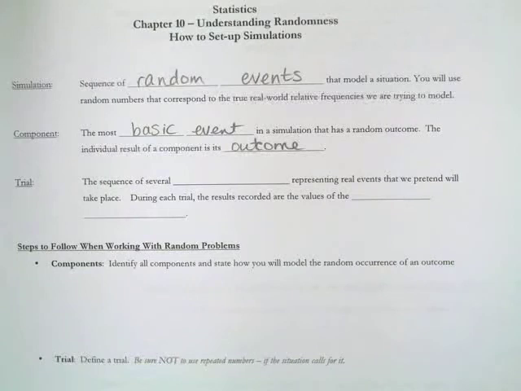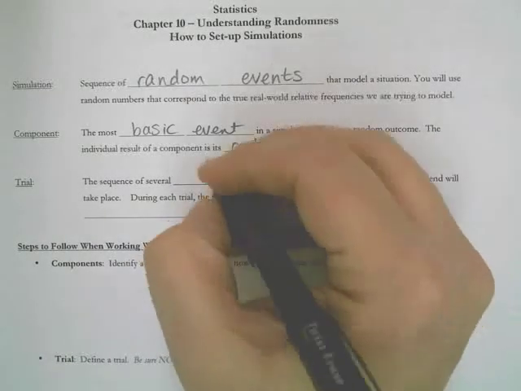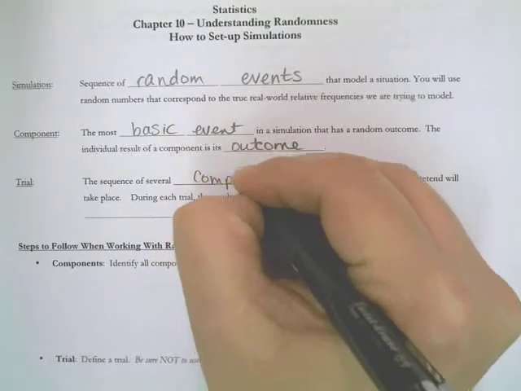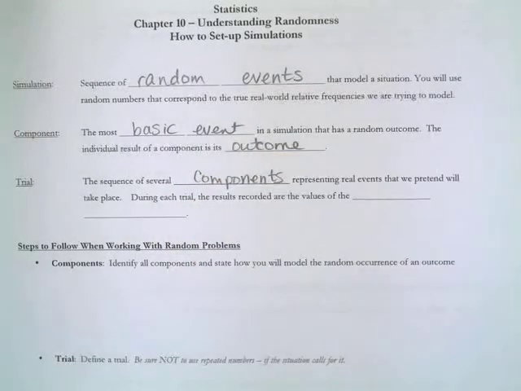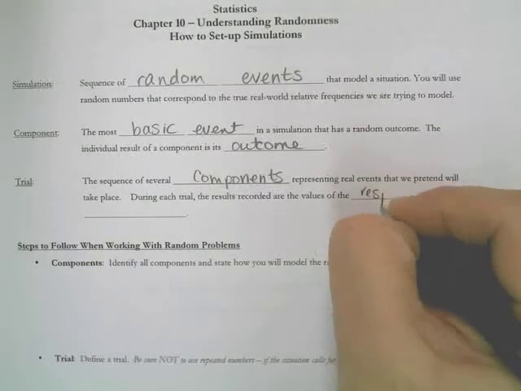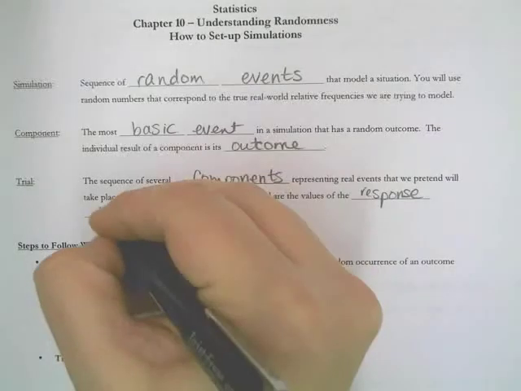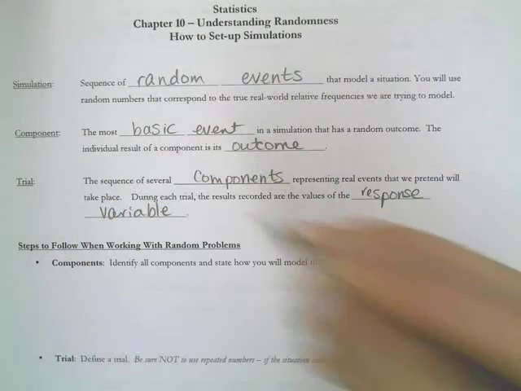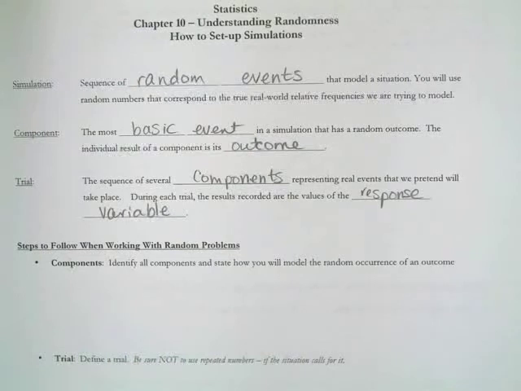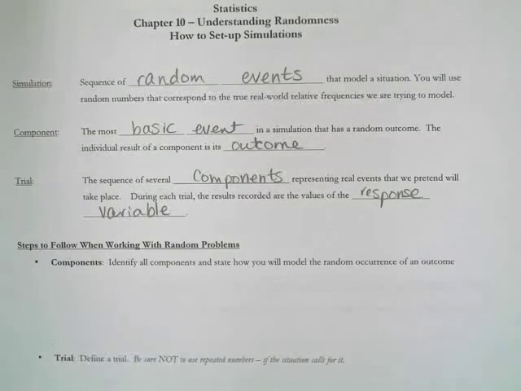So what happens is you go through this process, you have to identify the components, you have to identify the outcomes, and then we conduct a trial. And we also have to be specific on how we're going to do that trial. A trial is a sequence of several components representing real events that we will pretend to take place. During each trial, the results recorded are the values of the response variable. So depending on what we're trying to simulate, we might have different response variables or different results that we look for, okay?